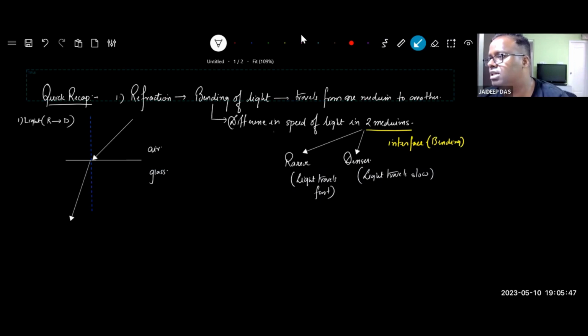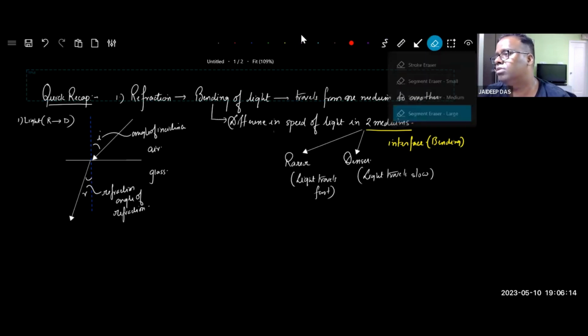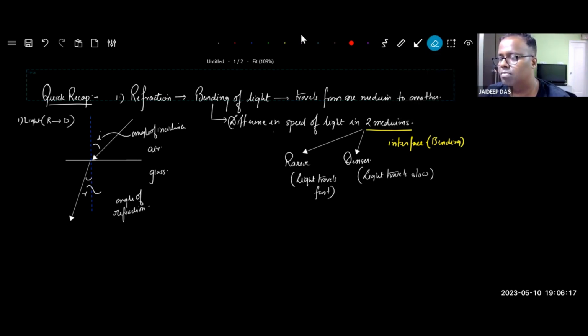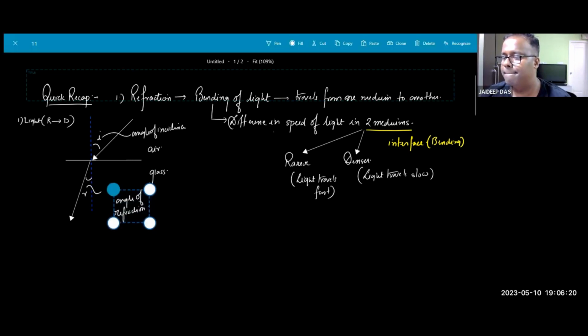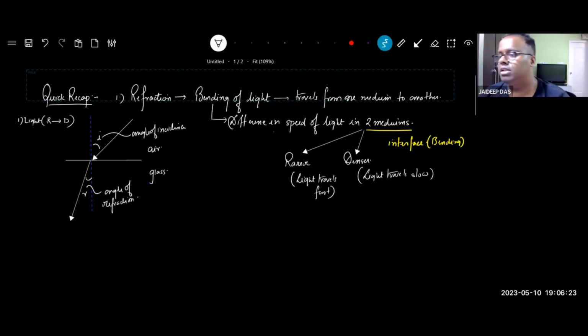The angle made by the incident ray with the normal is known as the angle of incidence. And the angle made by the refracted ray with the normal, this is R, is known as the angle of refraction. And in this case, we will always find that I is greater than R because the light is moving from rarer to denser.